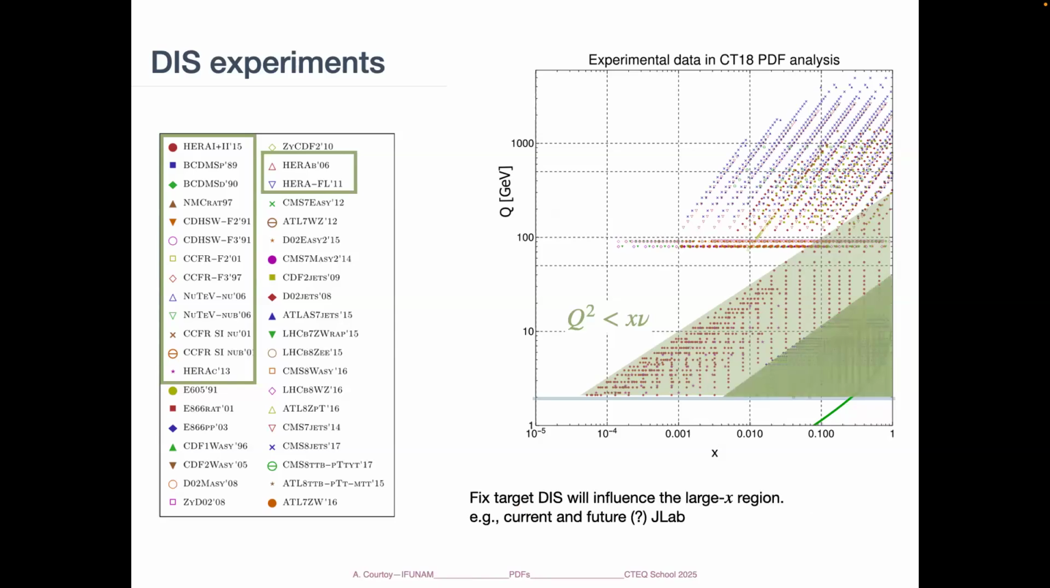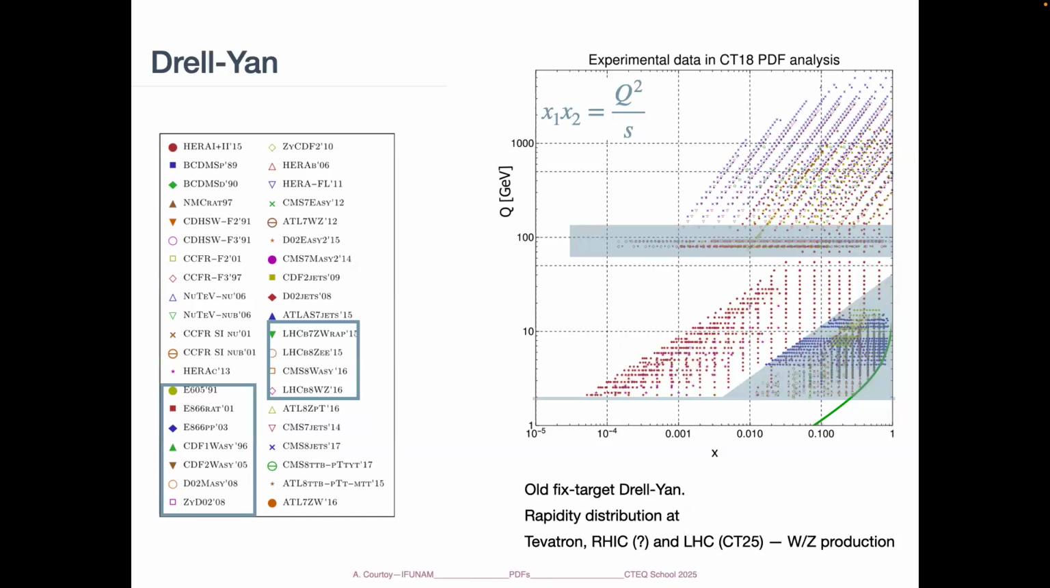Then here you still have DIS data, but the fixed target, and you can see that a lot of this region is actually cut by the W, the cut on the invariant mass, and that will influence the large X region a lot. I'm going to perhaps show that in a few slides. That's important. And then you go to Drell-Yan.